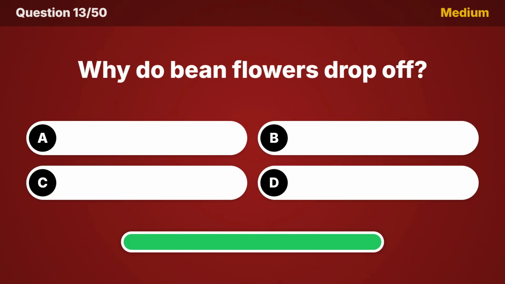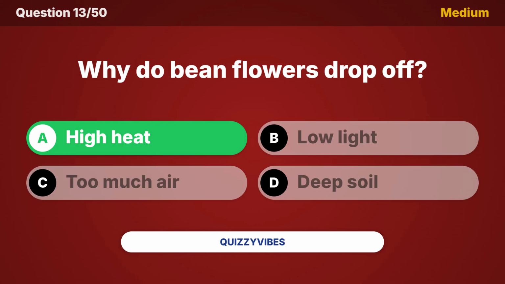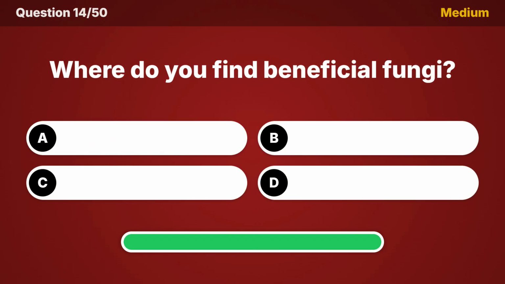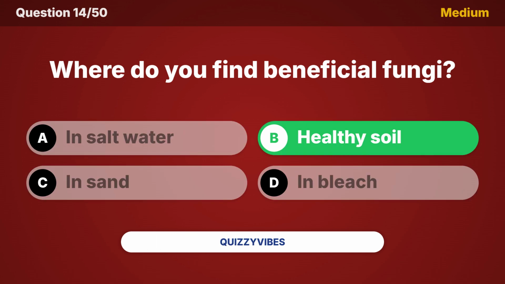Why do bean flowers drop off? The answer is high heat. Where do you find beneficial fungi? Did you guess it? The answer is healthy soil.